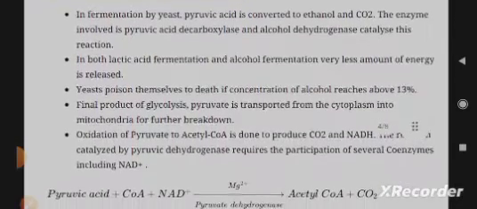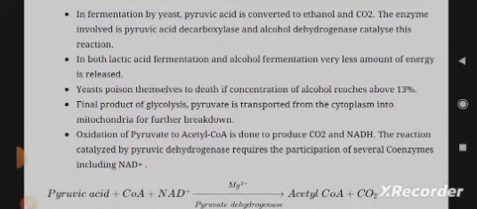In fermentation by yeast, pyruvic acid is converted to ethanol and CO2. The enzymes involved are pyruvic acid decarboxylase and alcohol dehydrogenase, which catalyze this reaction. In both lactic acid fermentation and alcohol fermentation, very little energy is released. Yeast poison themselves to death if concentration of alcohol reaches above 13%.